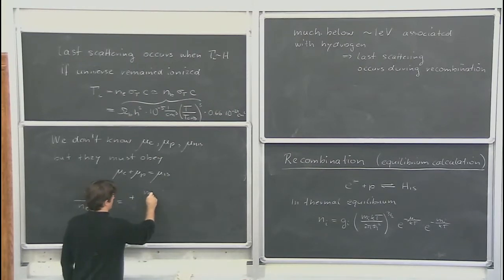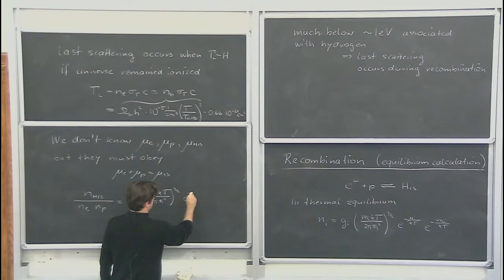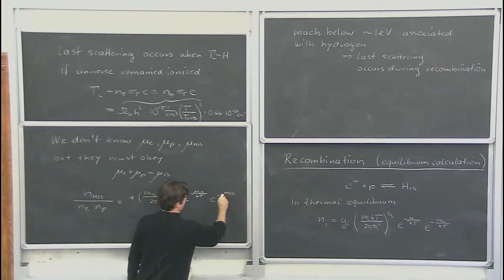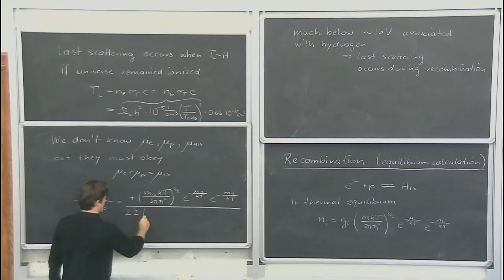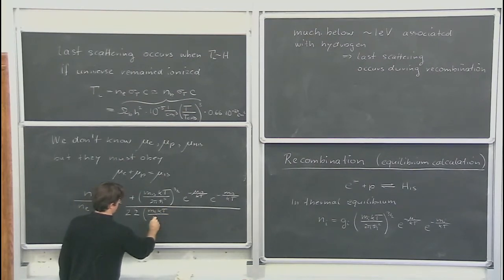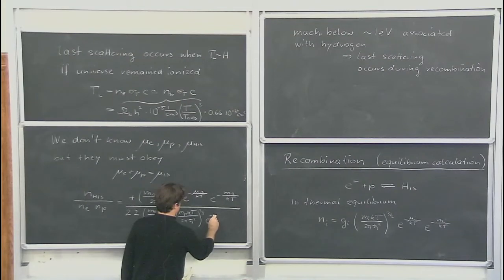Then we have the mass of the 1s state times kT over 2 pi h bar squared to the 3/2. Then we have the chemical potential, e to the minus mu 1s over kT, e to the minus m, the mass of the 1s state, over kT. And then in the denominator here, we have 2 spin states for the electron, 2 for the proton, so we have 2 times 2 is also 4. And then we have the mass of the electron times kT over 2 pi h bar squared to the 3/2. Then the mass of the proton, kT, divided by 2 pi h bar squared to the 3/2. Then we have the two chemical potentials. Let's put them together, minus mu E plus mu P over kT.